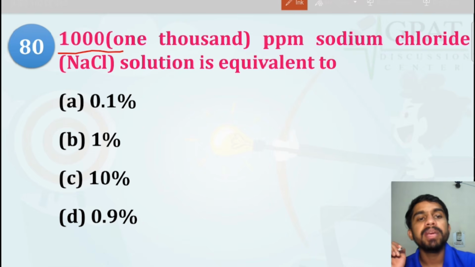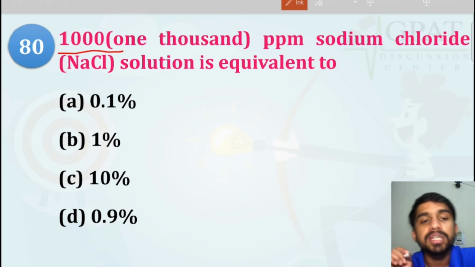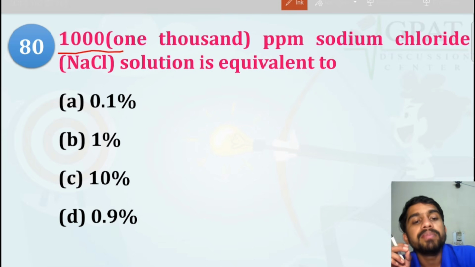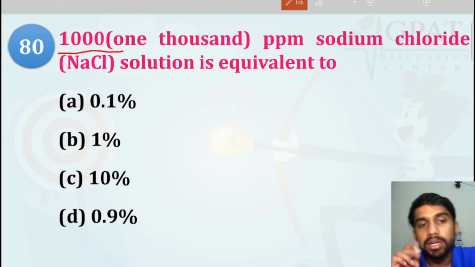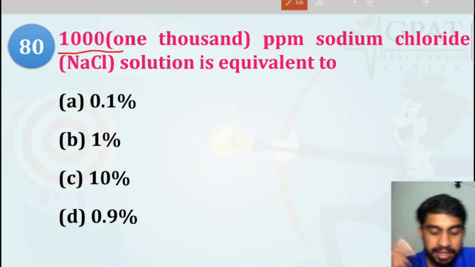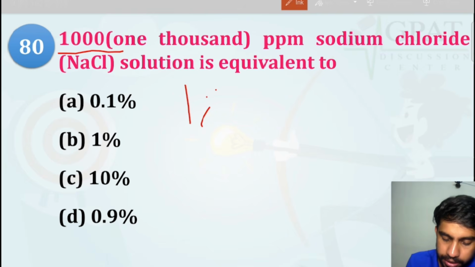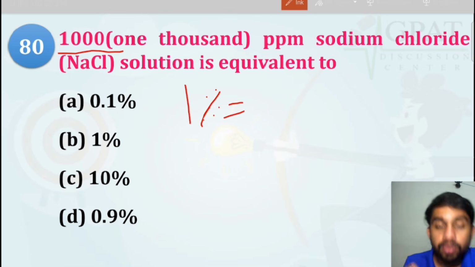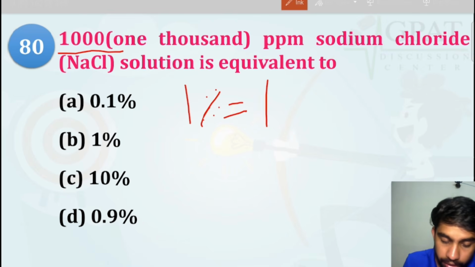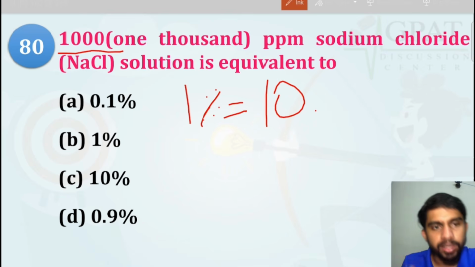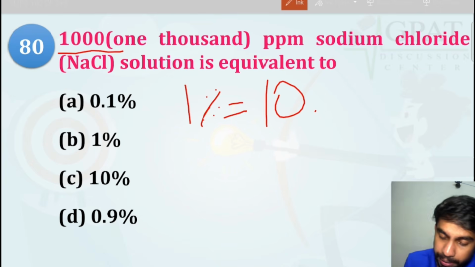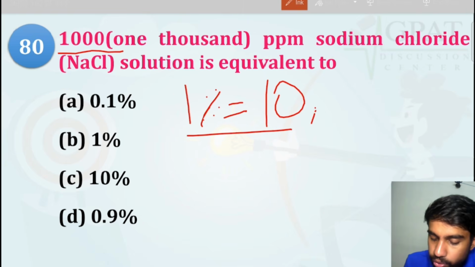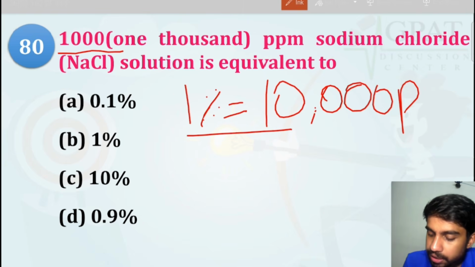ppm means parts per million. So 1000 ppm means they are saying that 1% is equal to what? 1% is equal to 1000 ppm. So if you talk about 10,000 ppm, ppm means parts per million, in 1 million, so there will be like this, 1% is equal to 1 ppm.